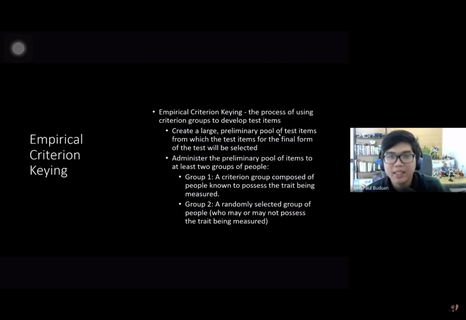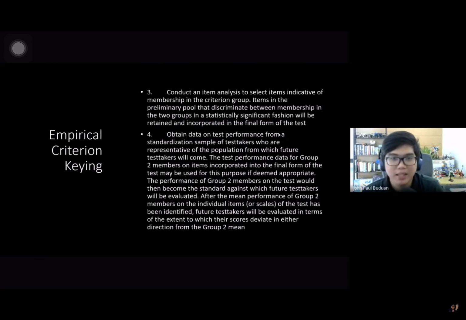Okay? Ginagawa to sa mga abnormal population, abnormal test. Mga test na nagde-detect ng abnormality. So, and then conduct item analysis to select items indicative of membership, and then items in the preliminary pool that discriminate between membership. Meron din doon yung mga, kasi parang part din ng item analysis doon is yung anong items ba yung talagang mataas ang discriminatory power or discriminatory index in detecting people with depression. So, pwede mo rin i-compute din yun. And then, ko-compare siya sa mga questions na hindi gaanong powerful in discriminating people with depression. So, tatanggalin yung mga hindi ganun kataas ang score sa discriminatory index.